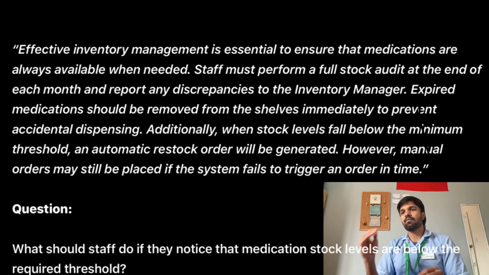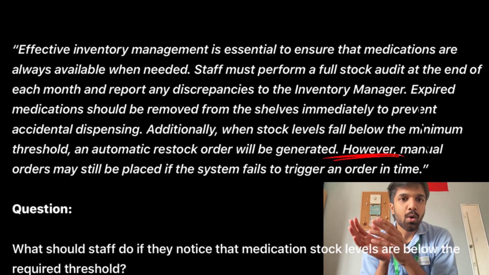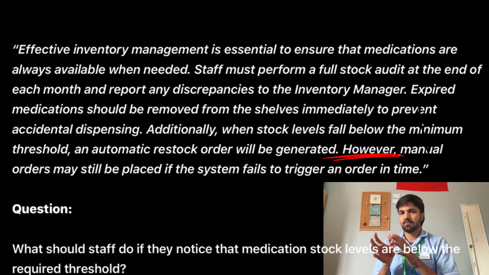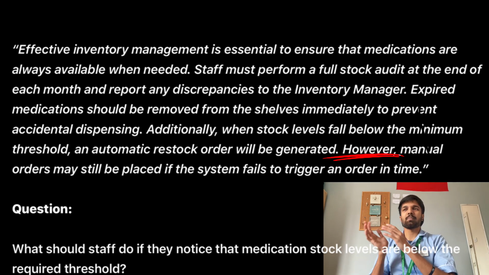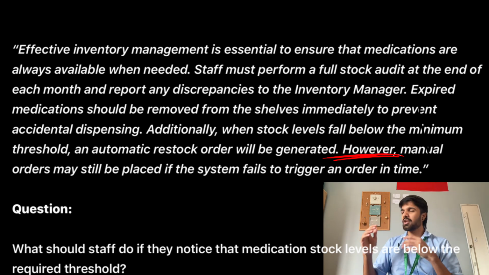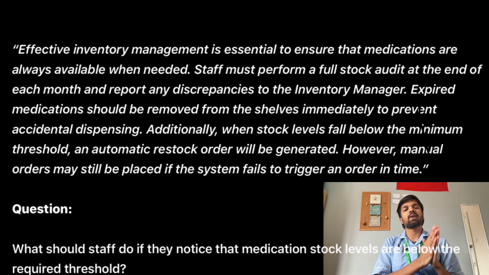Additionally, when stock levels fall below minimum threshold, an automatic restock order will be generated. However, manual orders may still be placed if the system fails to trigger an order in time. So this, however, is a keyword. So it is saying when the stock levels come below the threshold level, it will send an automatic message that medication is coming down, you need to order it. But however, you need to do it manually if it failed to trigger a message.